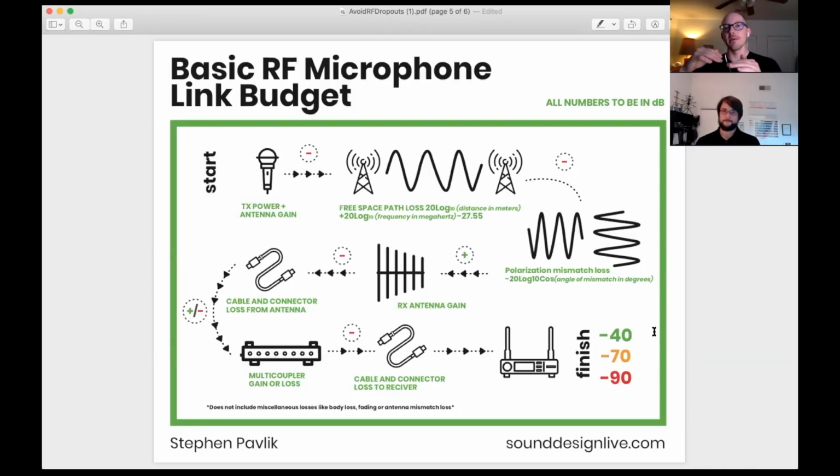We don't want to have so much gain that we have overloads, and we don't want to have so little gain that we drop into the noise floor or go below where squelch takes over and we have a dropout, right? Absolutely. That is the goal.